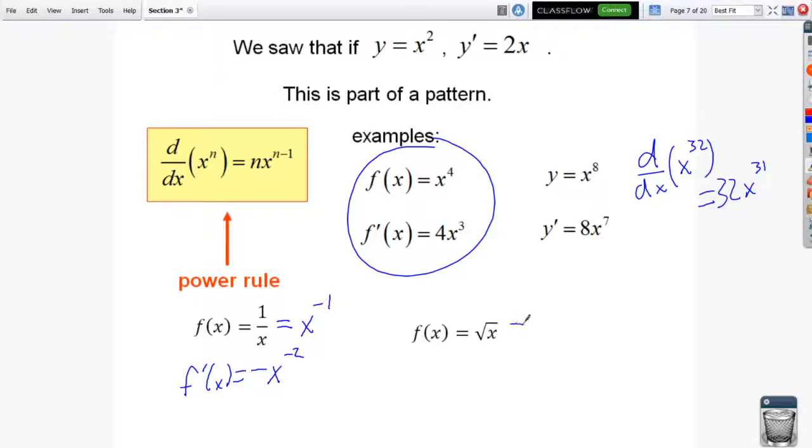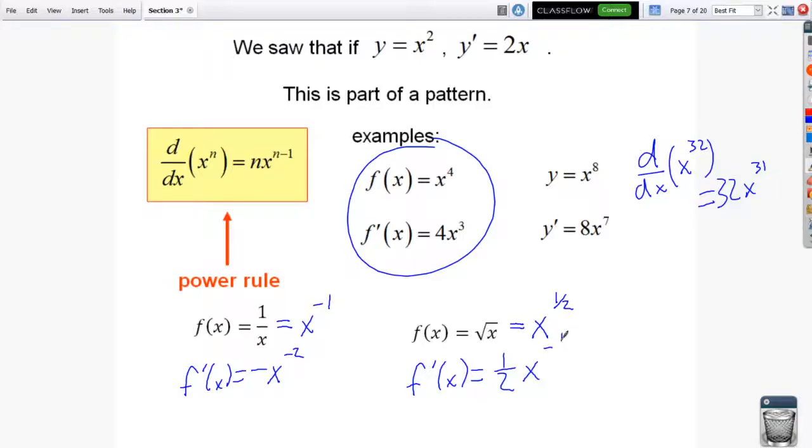If I look at this, square root of x. You learned in Algebra 2, square root of x is equal to x to the 1/2 power. So if f of x is equal to the square root of x, f prime of x is going to be equal to 1/2, take your exponent, bring it down, x to the, and then we have to do 1/2 minus 1.